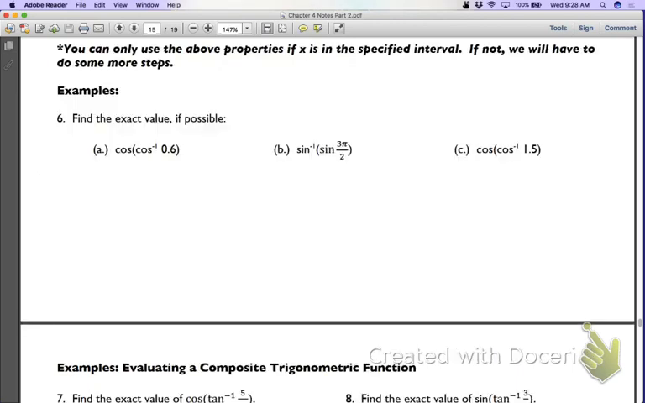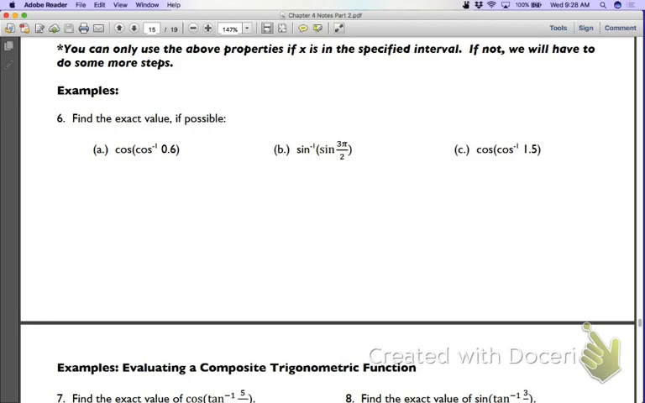Again, big disclaimer right at the top: you can only use the above properties if x is in the specified interval. If not, then we'll have to do more steps. We'll do that later, and we'll worry about that whenever the time comes.